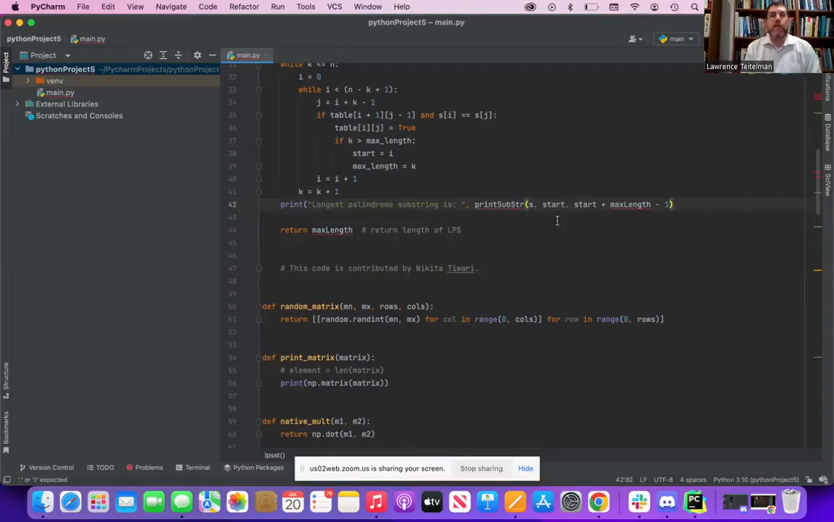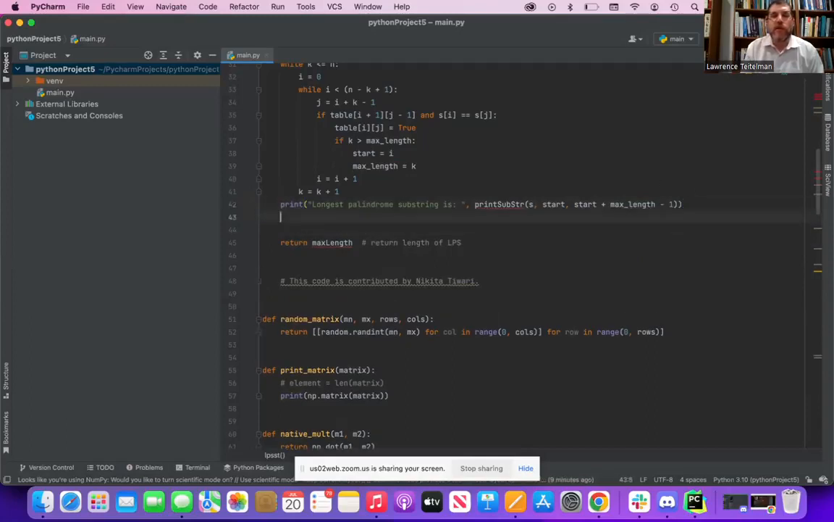Okay, what we're actually going to do is return the substring. So create a new variable in line 42. Actually, you don't even need a variable. You're just going to return max length. You don't even need the max length. You could just return the string.